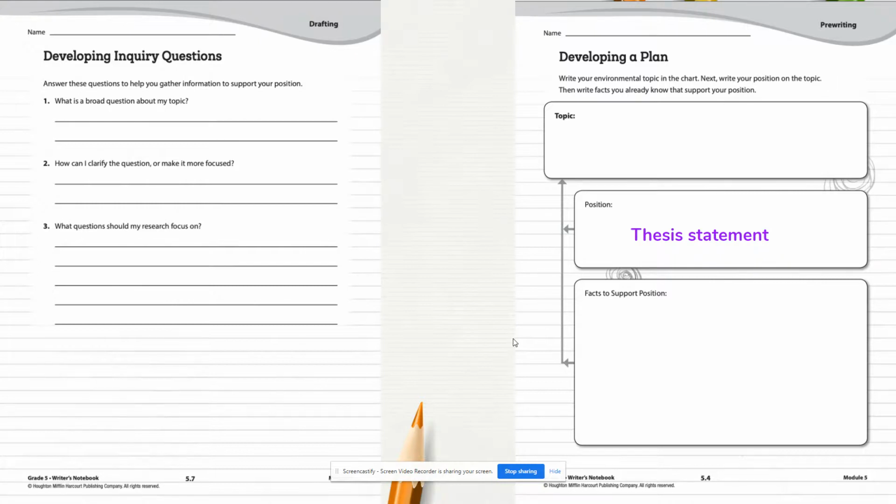Okay, now that you've completed your questions on page 5.7, and you've referenced your 5.4 page, develop your working thesis statement based on your position thus far, okay? Start your draft by looking at your plan. Write that one sentence as your thesis statement.